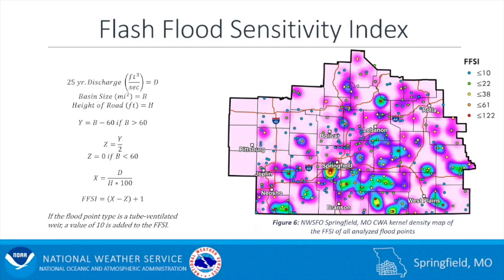But this is our index progression. And then if the flood point type is a tube ventilated weir, just because it is more sensitive to flash flooding, a value of 10 was added to that index. And the image on the right is all of our 308 analyzed points categorized by the flash flood sensitivity index, and then also overlaid on top of the heat map of the flash flood sensitivity index.